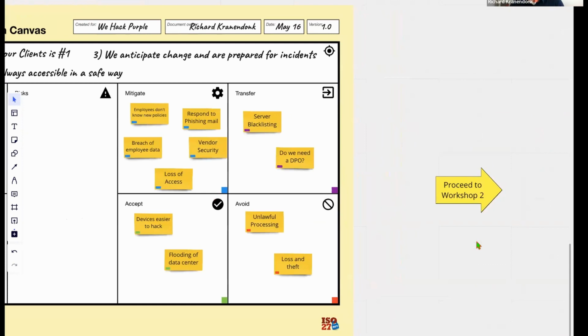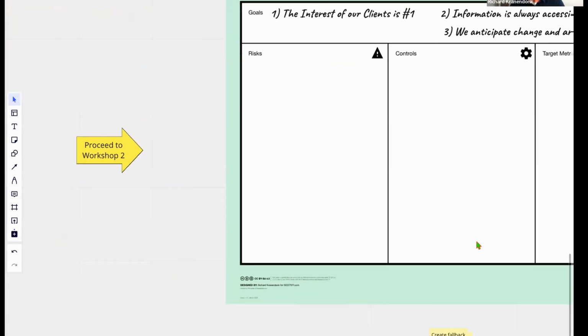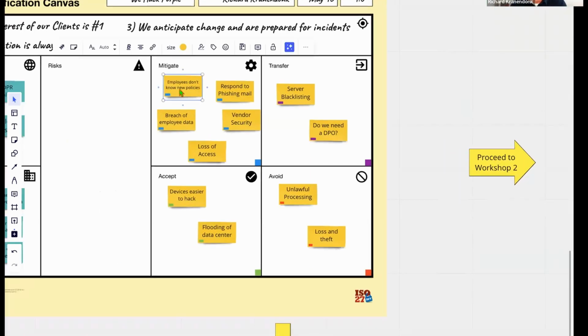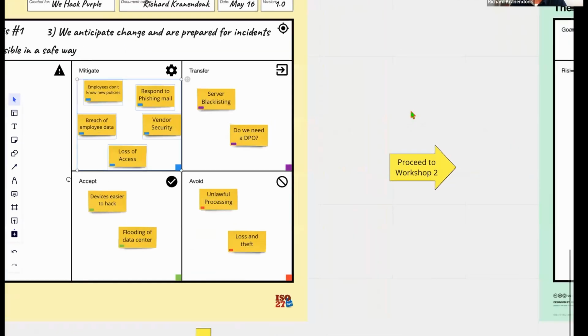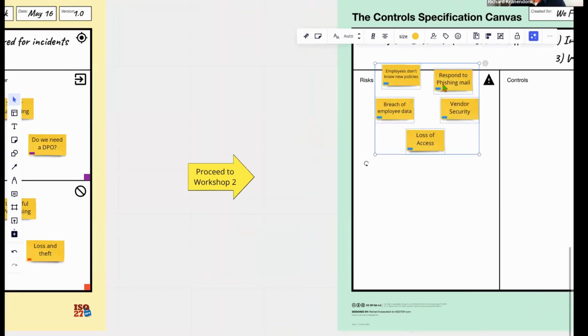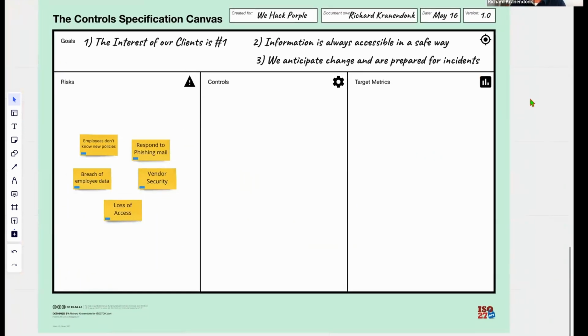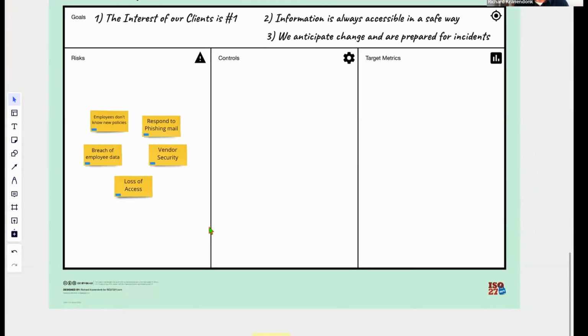So now we go to the second workshop, and all the risks that were in the mitigation part will now be transferred to the second canvas. Now, this is the part where we are going to explore solutions for the risks we have. You see that again, the strategic goals are the same because that's the point on the horizon or the orientation point which needs to be a constant.